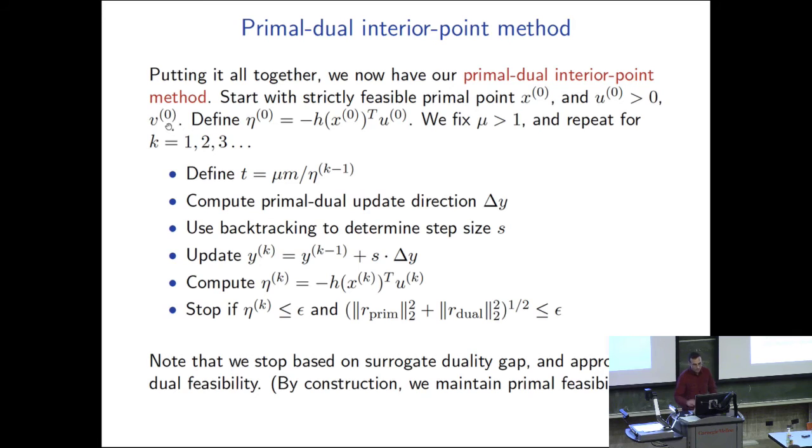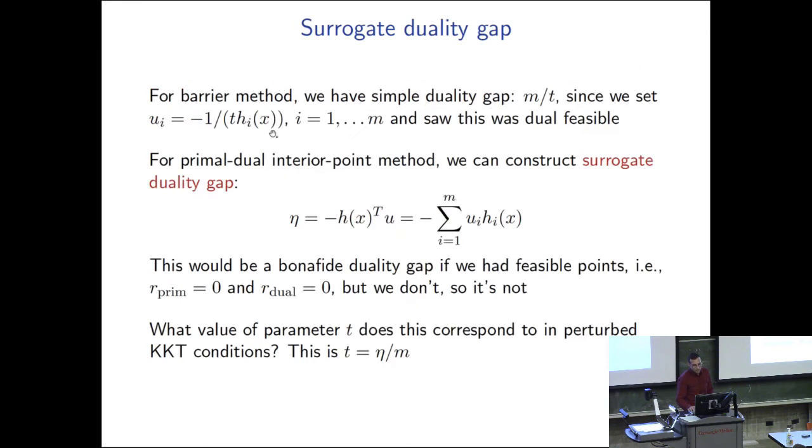And any v. We're going to define this surrogate duality gap to be minus the sum of u_i h_i at the iterates x0 and u0. And we're going to fix some update parameter mu, like we had in the barrier method. And we're going to repeat the following iterations. We're going to figure out what value of t that duality gap eta corresponded to, via this relationship.